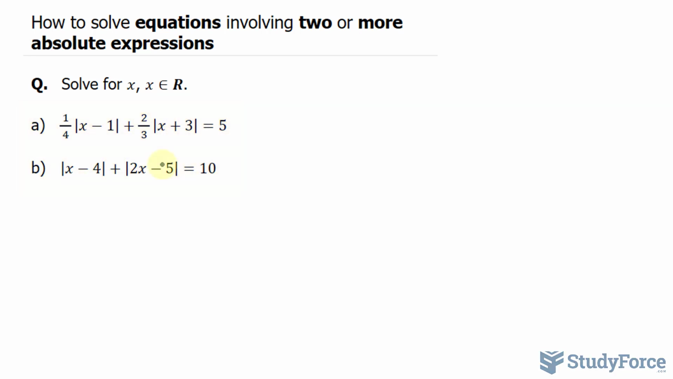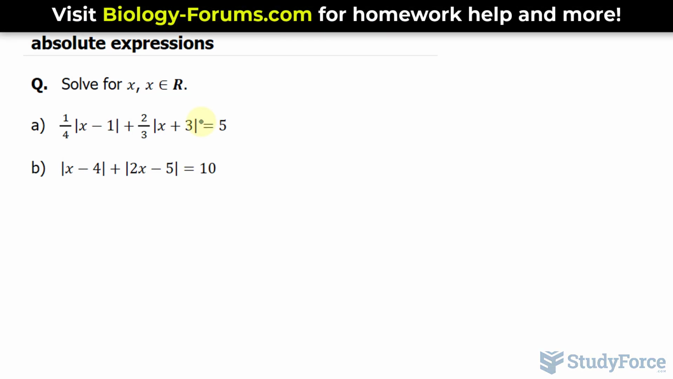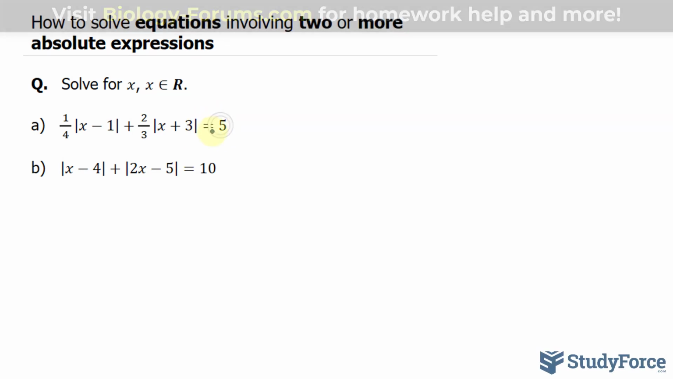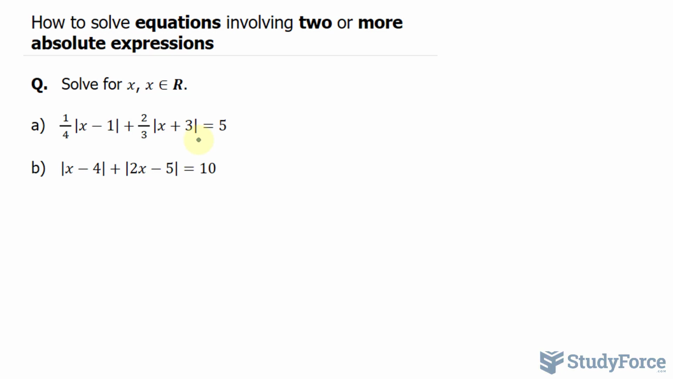In fact, in the past, let's start with question A, when we've had one absolute and let's say an integer on the other side, we simply solve it as if it's a linear equation, and then we solve it again with this being negative. That's not the case here. In fact, you have four different possibilities as to what your answer can be.